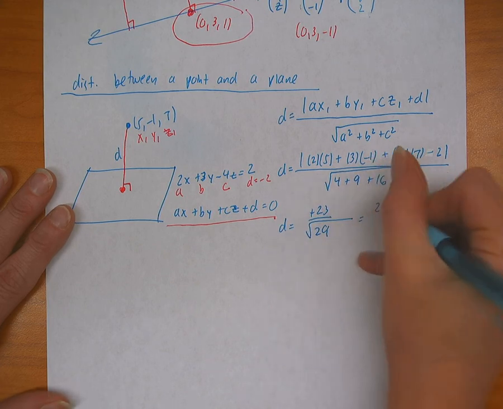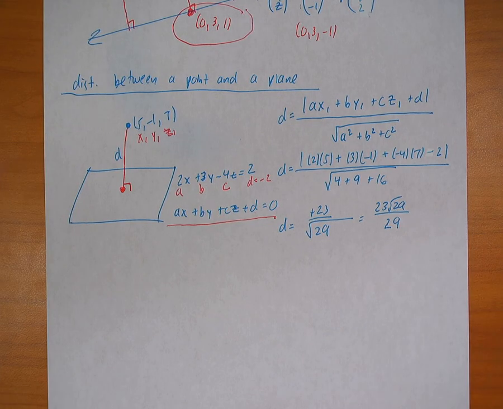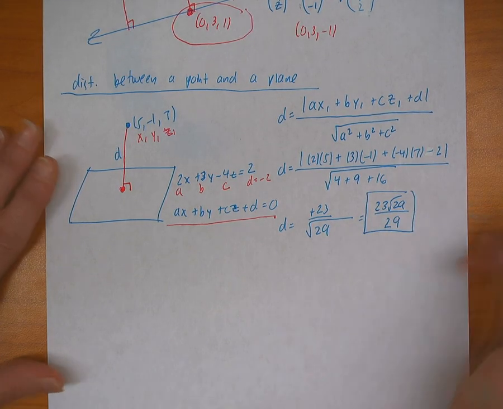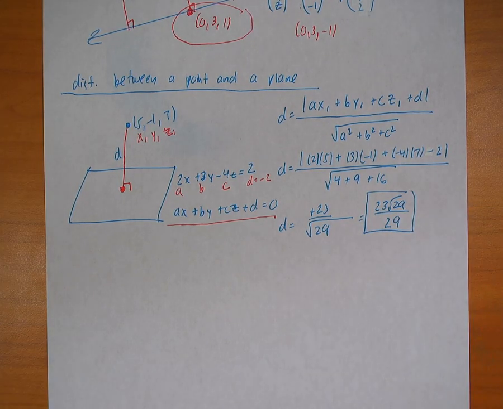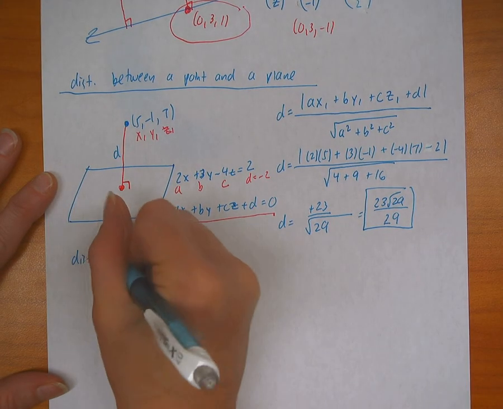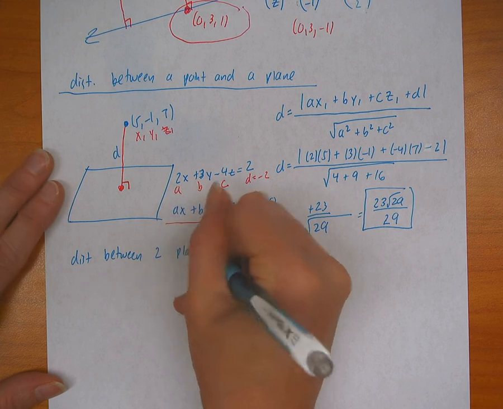So if you wanted to rationalize that, you could. IB really doesn't care, but you're used to it. So you might want to write 23 rad 29 over 29. Okay, so that's how you find the distance between a point and a plane. Next up, the distance between two planes.